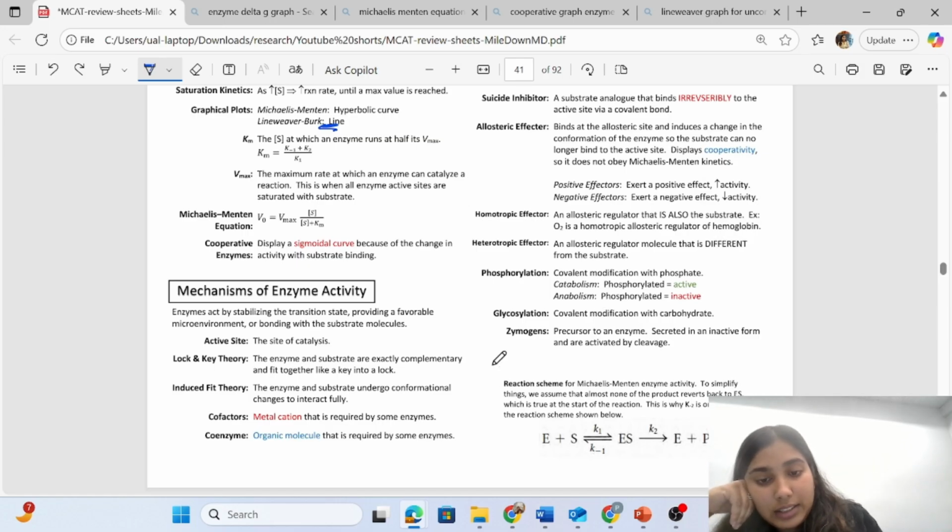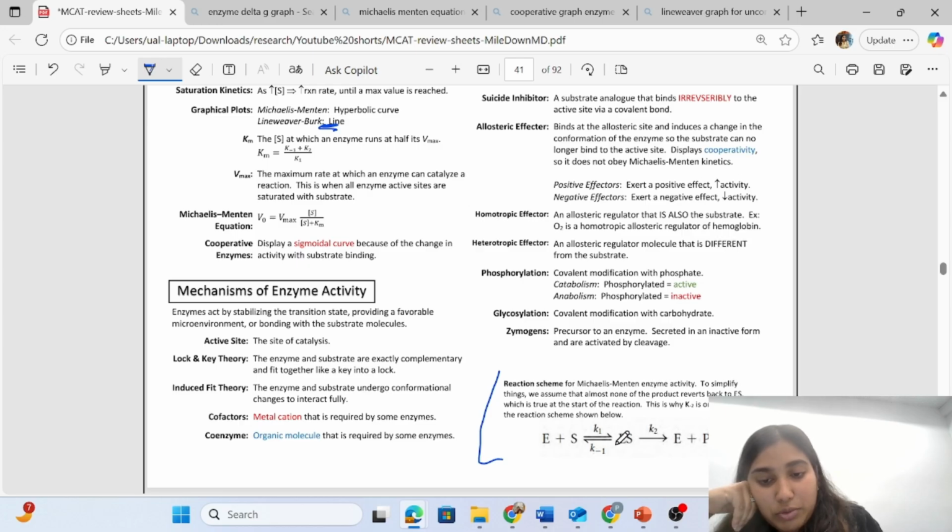And this we went over. This is just the reaction scheme: enzyme plus substrate. K1 is the reaction rate where it's becoming enzyme-substrate, and K2 is the reaction rate to E and P. If the enzyme-substrate does not become the product, it would just go back to enzyme and substrate at K minus 1. Okay.